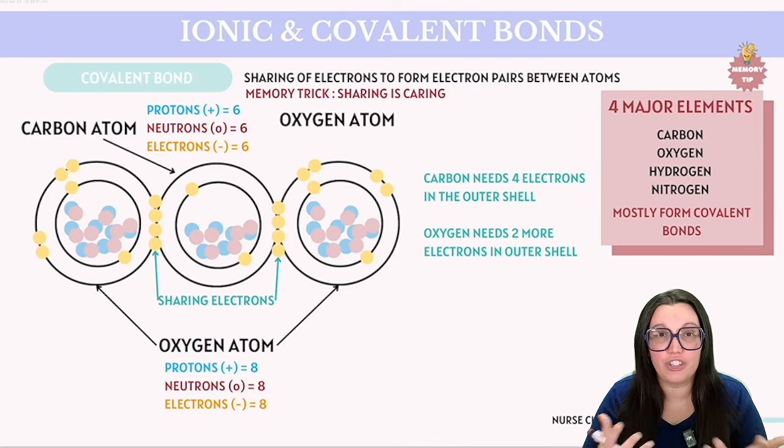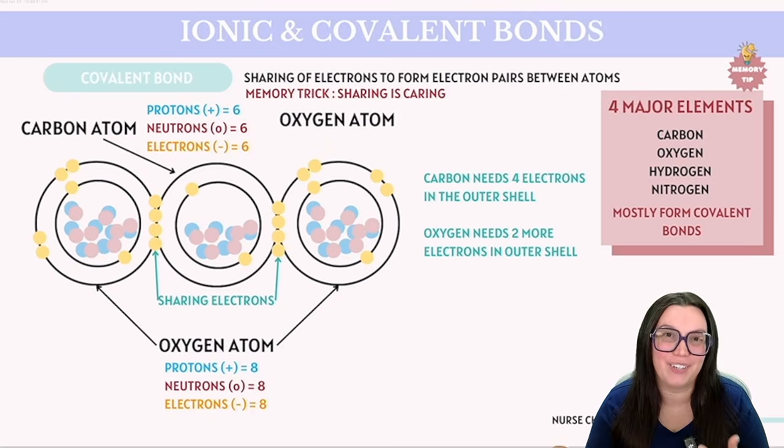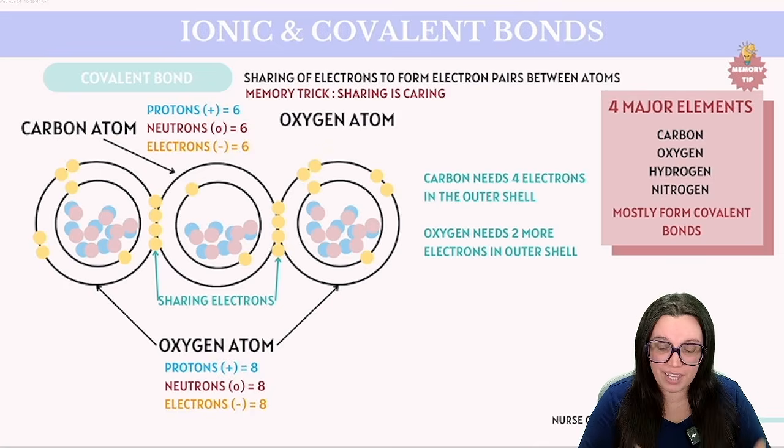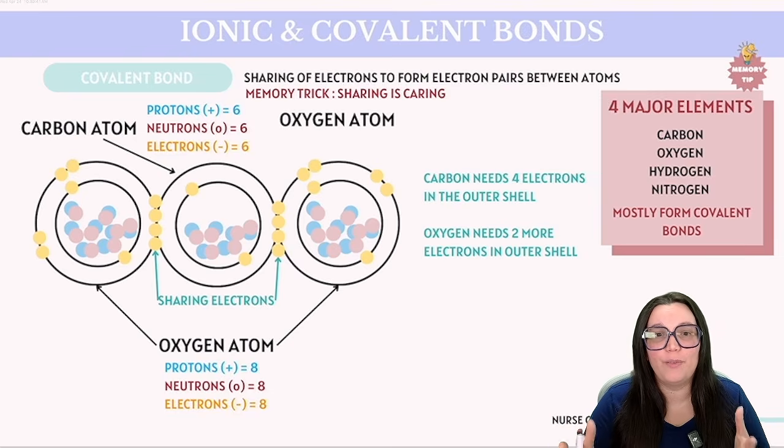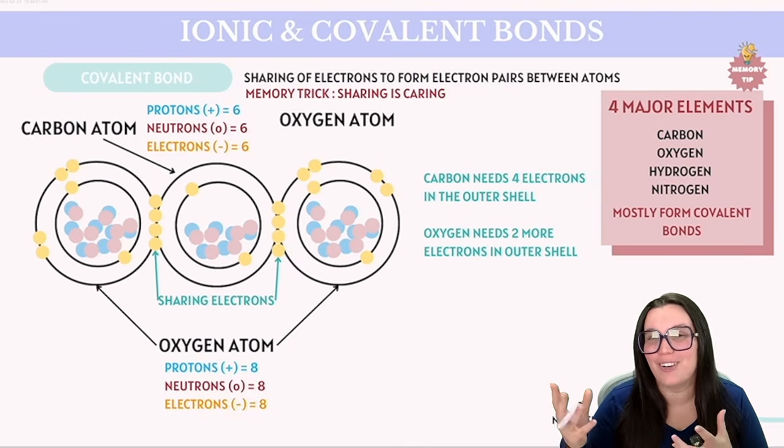This reciprocal sharing results in 3 atoms achieving a stable electron configuration. In this case, by sharing 2 pairs of electrons with each oxygen atom, carbon forms double bonds, which is crucial for chemical structures and reactions.